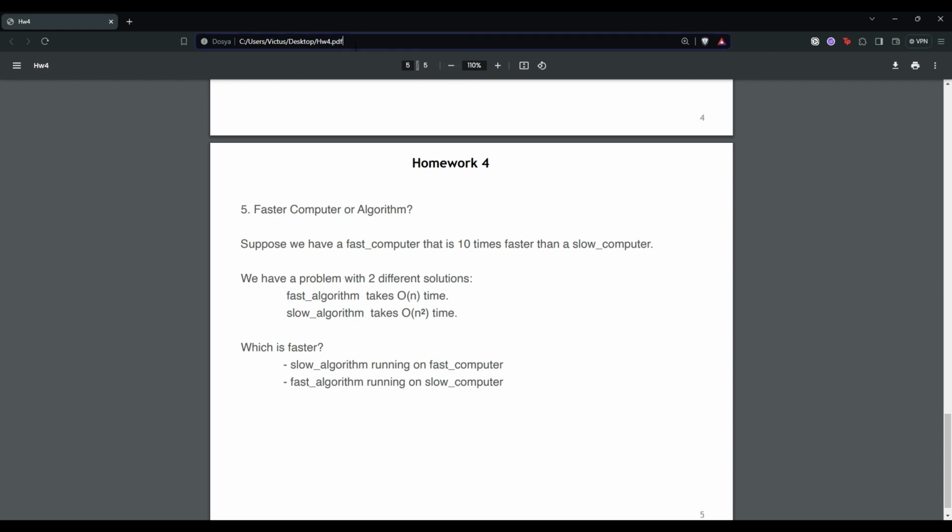To determine which option is faster, we need to consider O(n^2) times 1 divided by 10, since the fast computer is 10 times faster. We divide it by 10, and simplifying it, the slow algorithm becomes O(n^2 divided by 10).